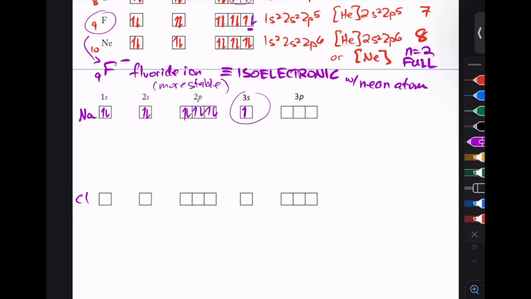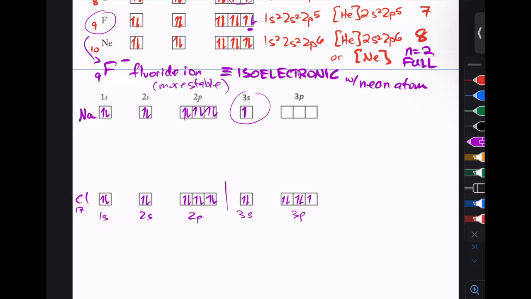Chlorine is going to look very much like fluorine, but it's in the next period, right? Chlorine is in period 3. So if we were to draw the electron configuration for chlorine that has 17 electrons, well, 1, 2, 3, 4, 5, 6, 7, 8, 9, 10. So here we're full. This is 1s, 2s, 2p. Now we got to go to 3s. That's 10, 11, 12, and then 3p. 13, 14, 15, 16, 17.